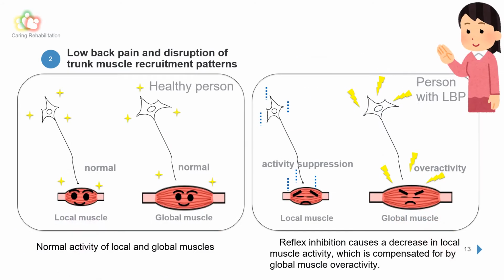In healthy people, the activity balance between local and global muscles is appropriate. In people with low back pain, local muscle activity is suppressed and global muscle overactivity occurs as if to compensate for suppressed local muscle activity.